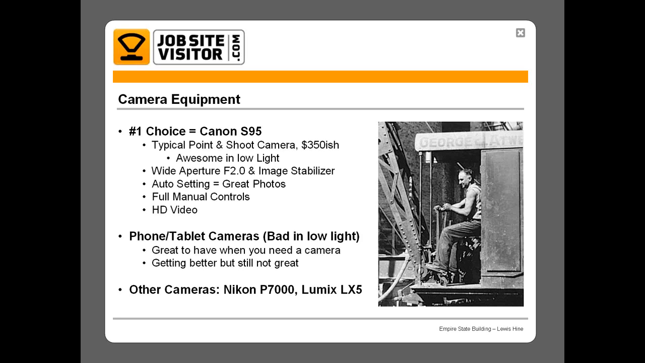Some other good cameras to check out are the Nikon P7000 and the Panasonic Lumix. These are all great cameras that take great pictures in low light conditions, and that's really what you're looking for on a job site.